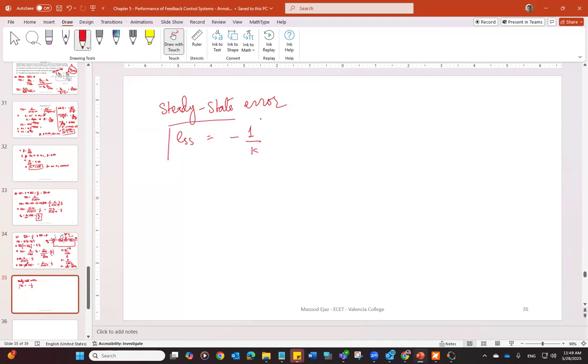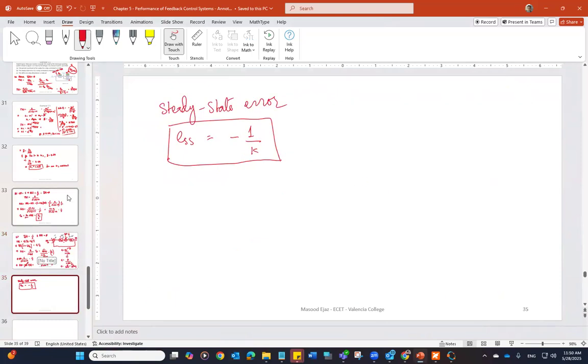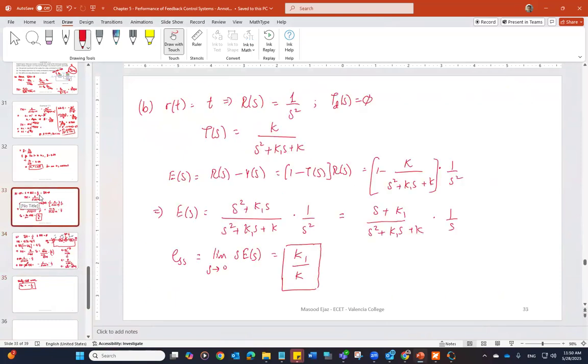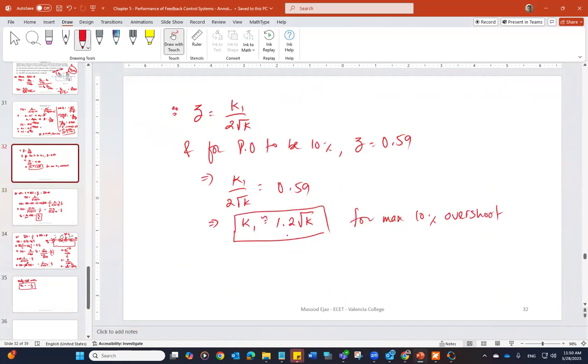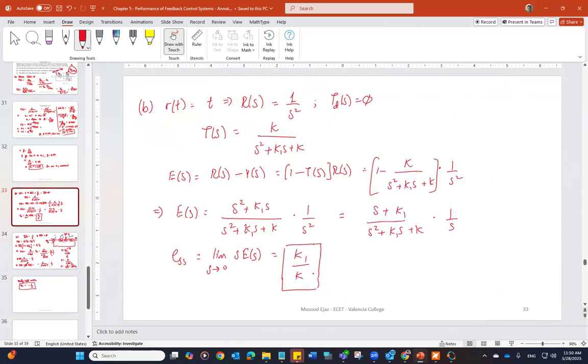That is my steady state error due to the disturbance signal being a step response. Now, if you look at all three conditions, 1 over k, k1 over k, and the first condition was k1 is equal to 1.2 square root of k. If my k value is small, then the steady state error is small. In this case, actually, if the k value is going to be small, my steady state error is going to be large.